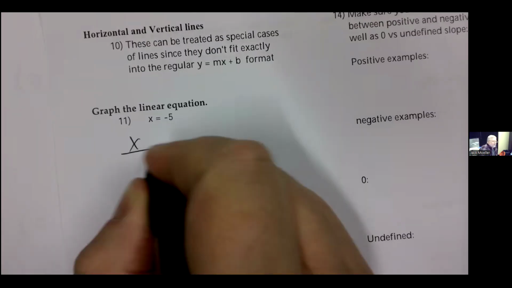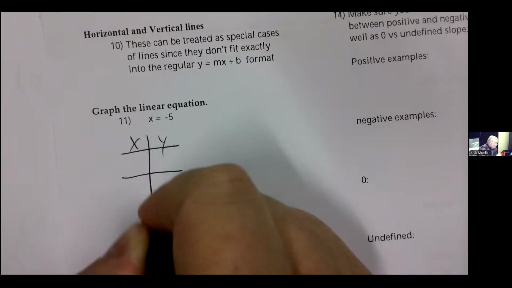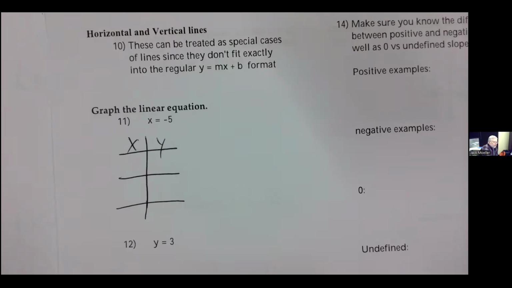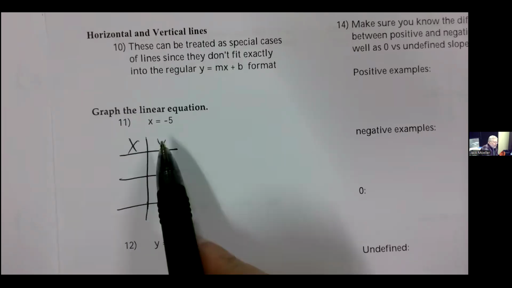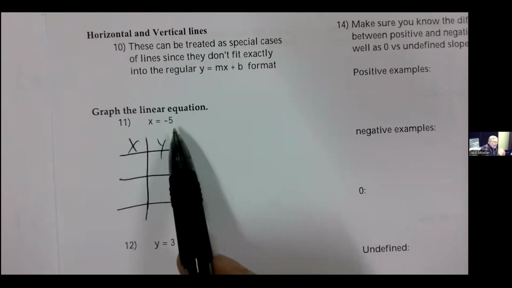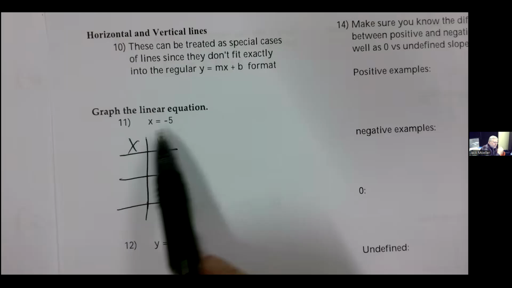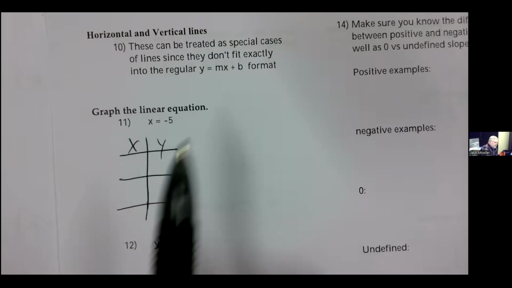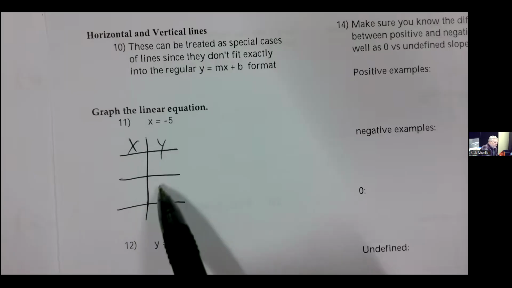So I need 2 points. If you try to do, say, an x-intercept, that would be y equals 0. Where do we plug in y equals 0? There's no y in the equation. So we can't pick y's and figure out what x is, because there's no y to plug in.